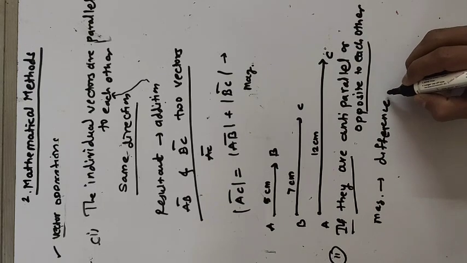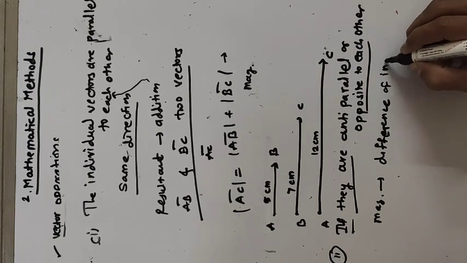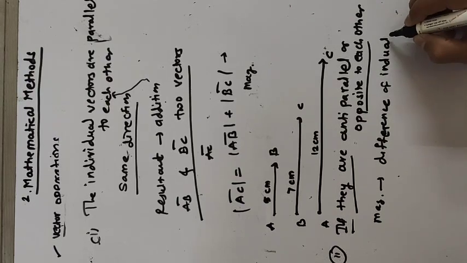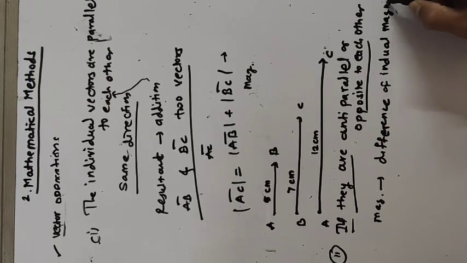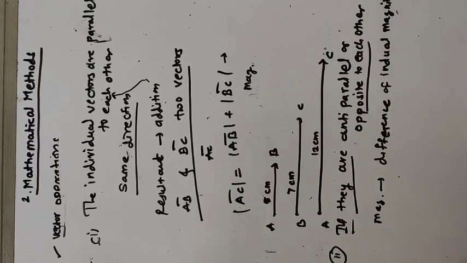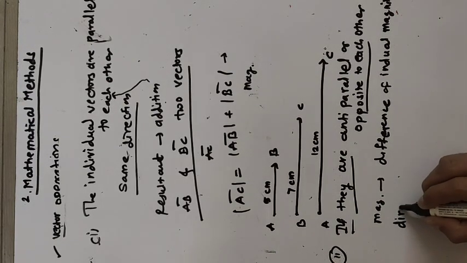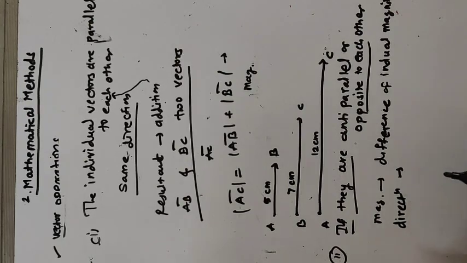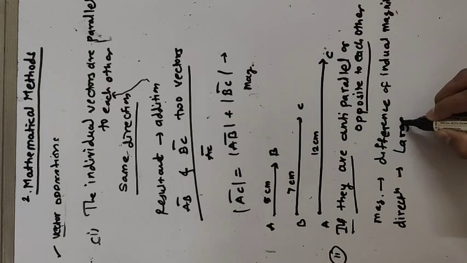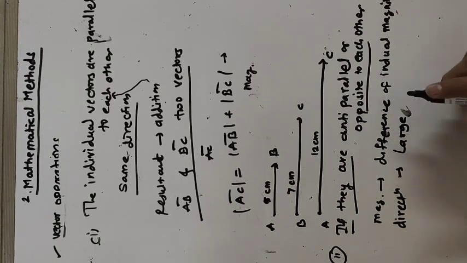The magnitude is the difference of the individual magnitudes. And what about direction? The direction is the direction of the larger vector, the direction of the larger vector.